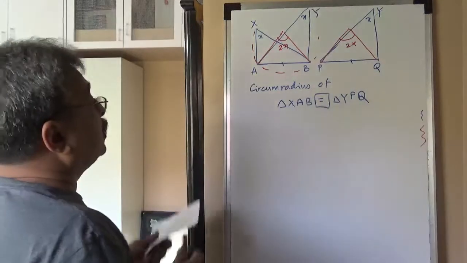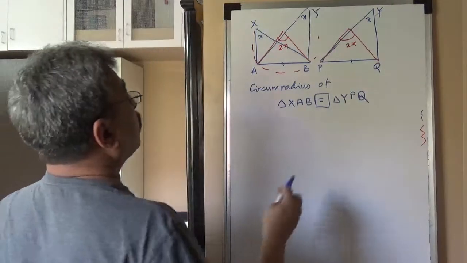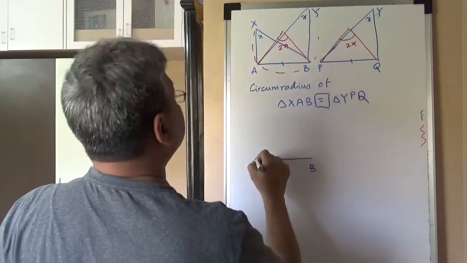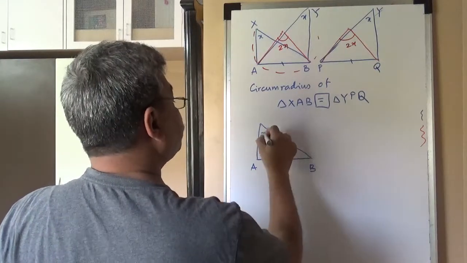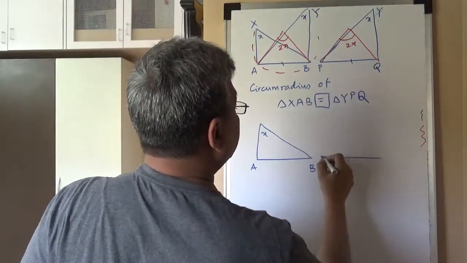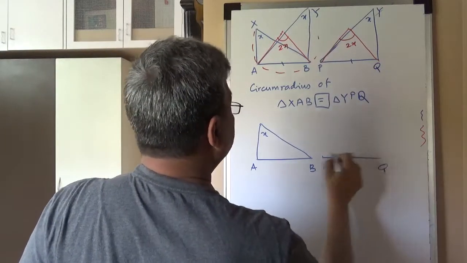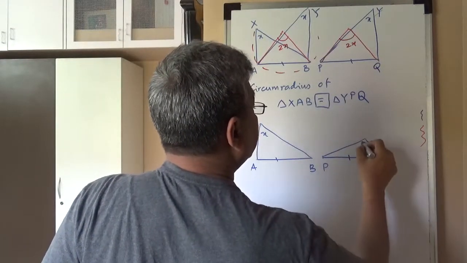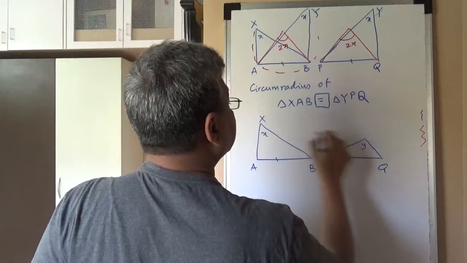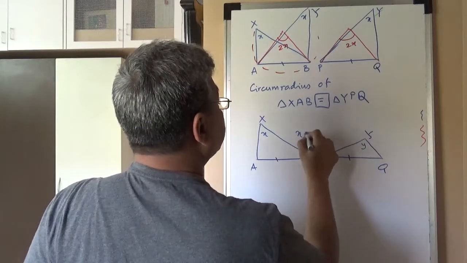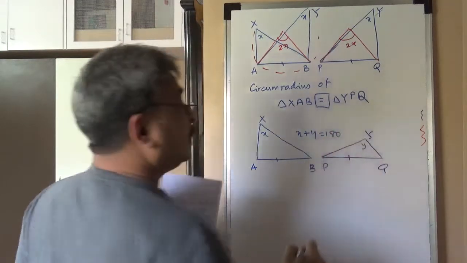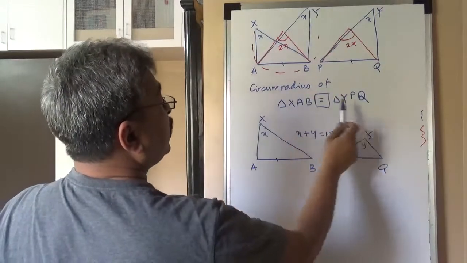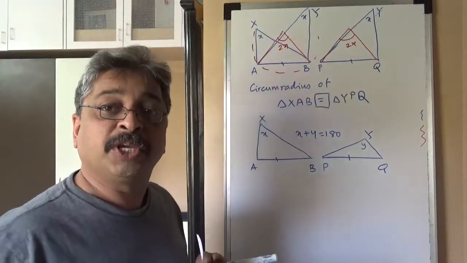Another question in the same context is, suppose we have segment AB and suppose we have angle X here, and we have congruent segment PQ, these two are congruent, and then the angle is not same but it is supplementary. This is X, this is Y, and it is given X plus Y is equal to 180. In that case, what is the relationship of circumradius of XAB with that of YPQ?